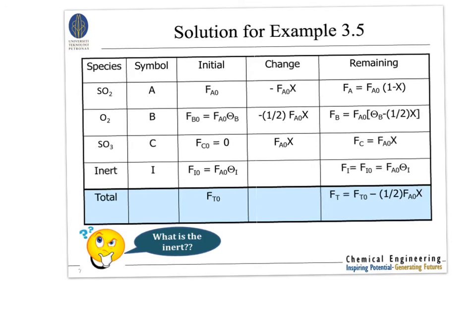Okay, so the first thing that you need to do is make a stoichiometric table. So you fill up all the species: SO2, oxygen, SO3, and the inert. So in this question, what is the inert? Any idea? Remember, we have in air oxygen and nitrogen. Oxygen is involved in the reaction, so the inert is the nitrogen.